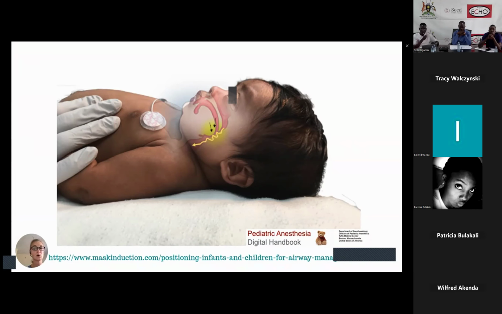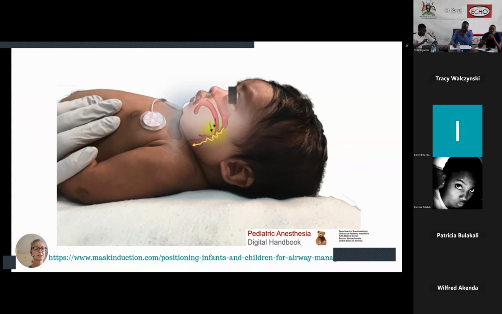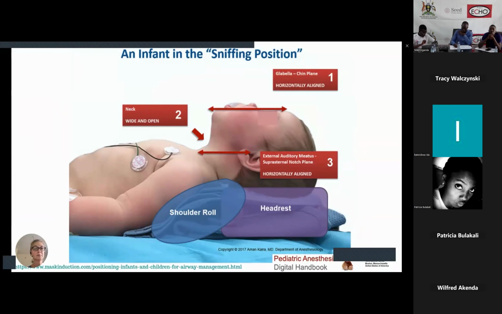And you remember that all children up until the age of 6 months only breathe through their nose. This allows them to breastfeed. So if this pathway is collapsed, you are actually obstructing the airway. The airway can be best opened in both adults and children by placing them into this sniffing position.